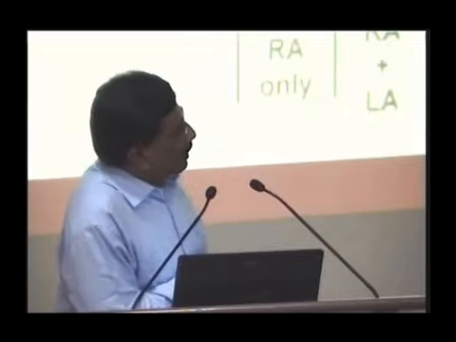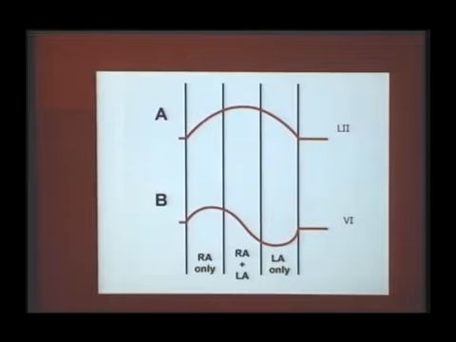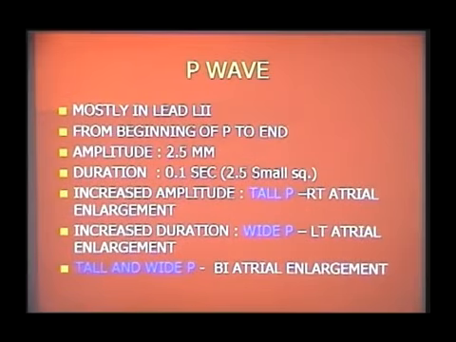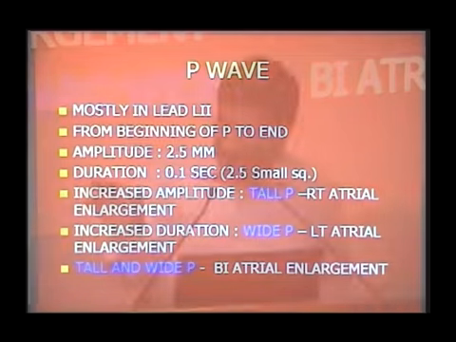So in lead 2, the P wave will look like this, and in lead V1, it will be biphasic: initial positive component and terminal negative. I'll tell you why when we come to chamber enlargement. But just remember the P wave looks like this in L2. So you measure the amplitude and duration in lead 2. The amplitude should not exceed 2.5 millimeters and the duration should not exceed 2.5 small squares horizontally, which means 0.1 or 0.12 second. So horizontally it should not exceed 2.5 squares, and vertically it should not exceed 2.5 squares.